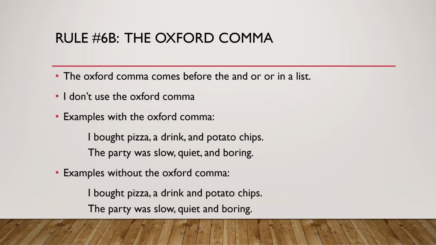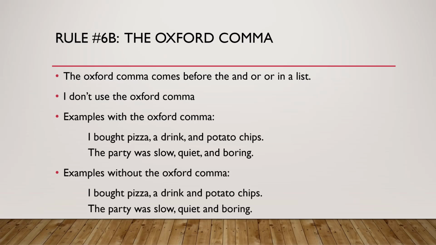Now, something that I need to talk about is the use of the Oxford comma. The Oxford comma comes before the "and" or "or" in a list. I don't use the Oxford comma. It's optional in the Chicago style guide. It's actually mandatory in Strunk and White, so you get to decide if you want to use it or not.